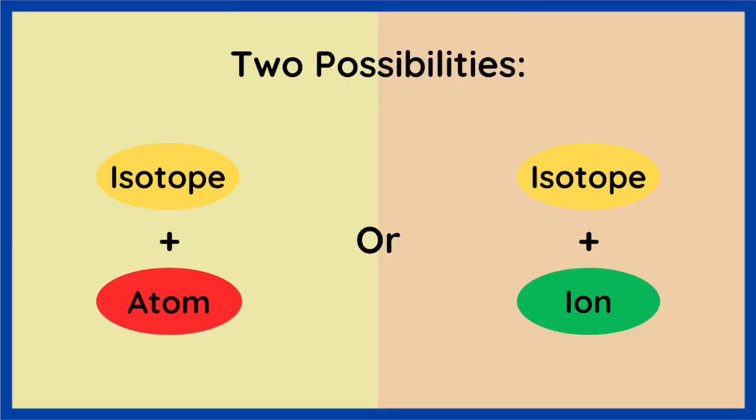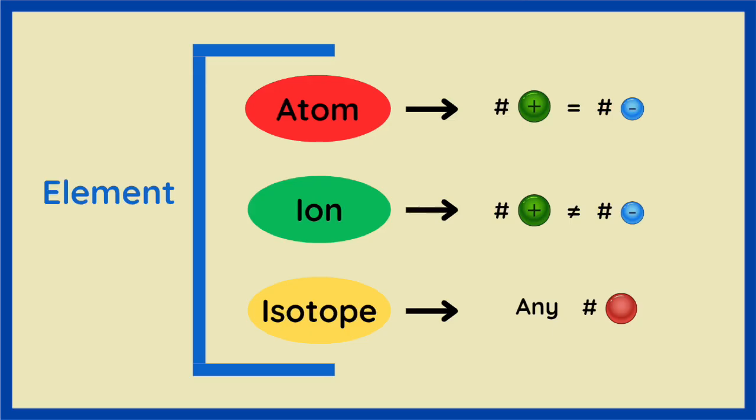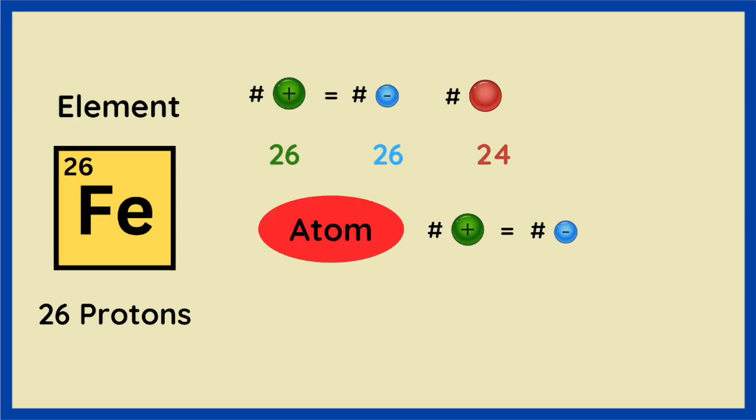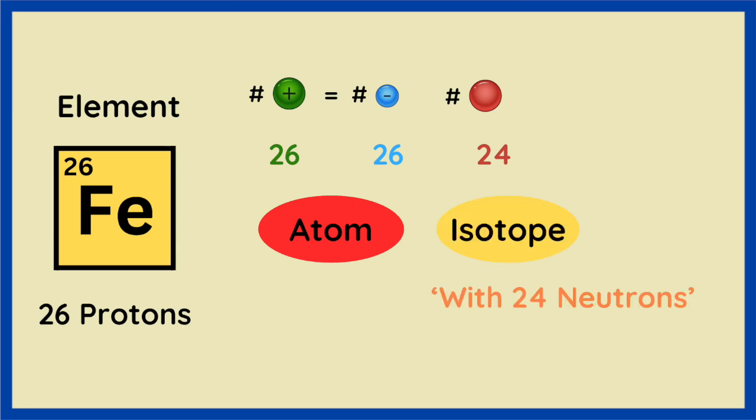That means that before even knowing what an isotope is, we know that it must be paired with atom or paired with ion. Isotope is not a separate third category and instead simply adds another layer of information. And the information an isotope adds is that it specifies how many neutrons the element has. Let's look at one of our examples from earlier where we have an atom of iron as it has an equal number of protons and electrons. We also specify it as an isotope of iron with 24 neutrons.